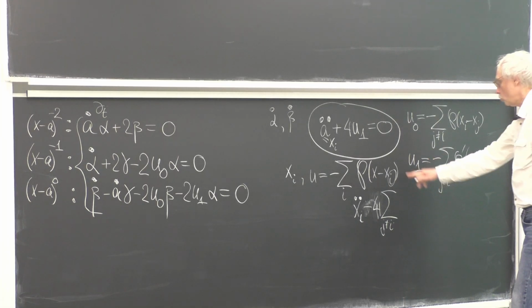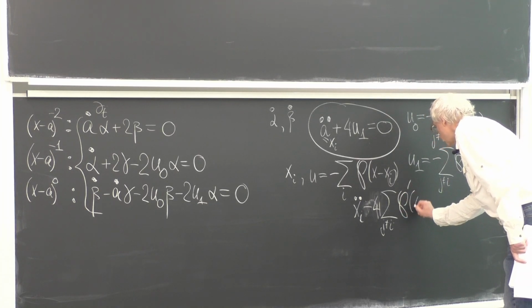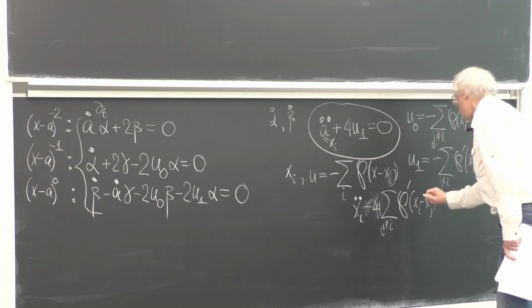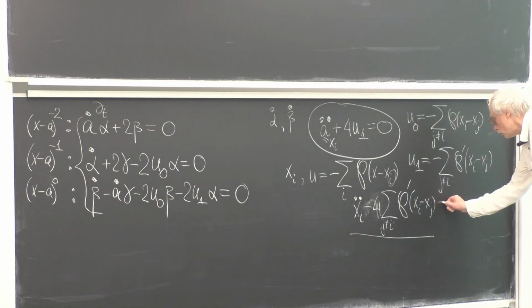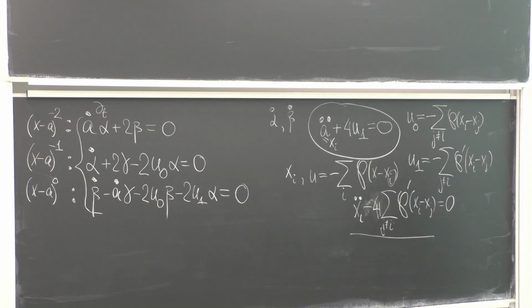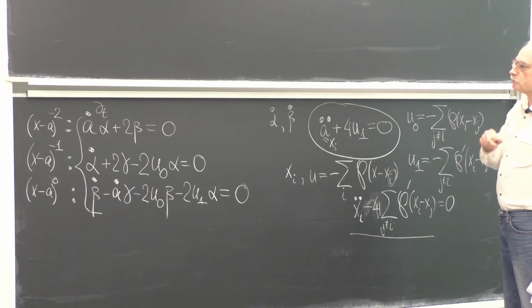Here is our u1. So we obtain p prime, xi minus xj, and this equation equals 0. This equation is nothing else than the equations of motion for the elliptic Calogero-Moser system. So this is probably the simplest way to derive this equation of motion from the linear problem.